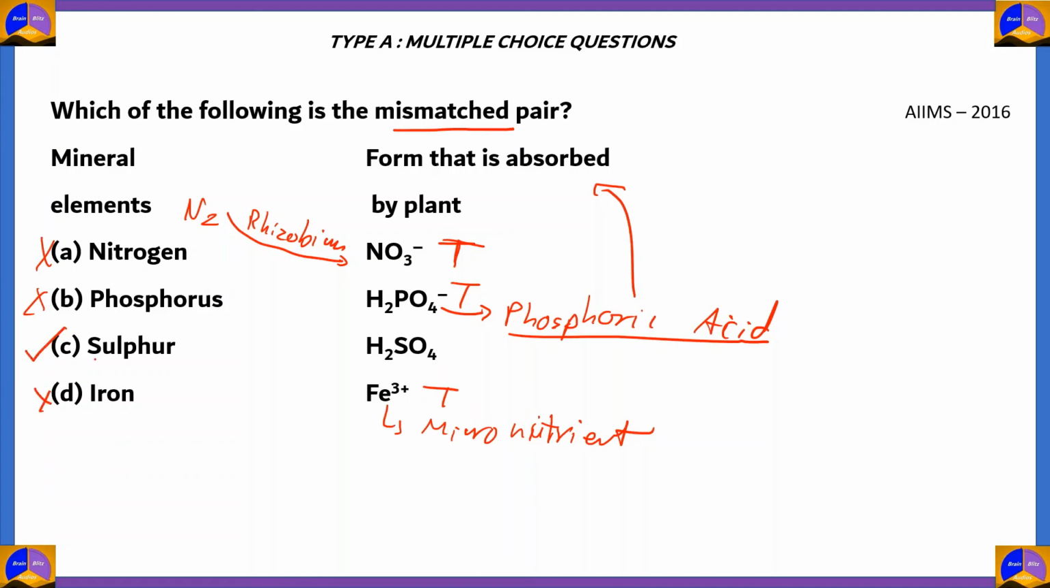The right answer is option C, sulfur. It is the mismatched pair because H2SO4 is not the form. Sulfur is absorbed in sulfate ions and not exactly as H2SO4. When you pour H2SO4, it becomes fatal to the plants instead of being beneficial. So sulfate ions in other compounds are used, such as MgSO4 or CaSO4, but not H2SO4 because this is deadly sulfuric acid.